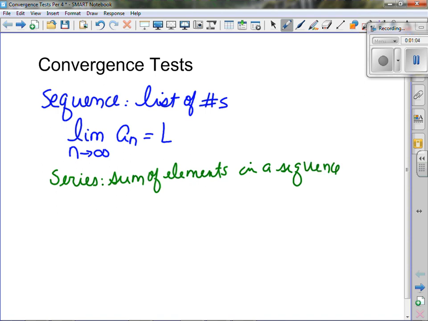And I budgeted a lot of time for this because between this and the Taylor series, this is probably about 40% of the BC part of the exam. So you need to put your phone away and get a piece of paper out.